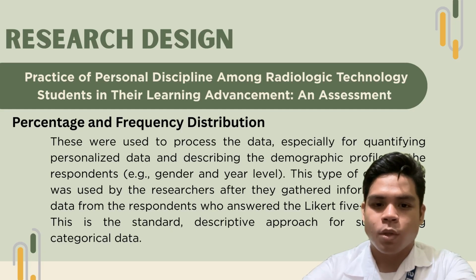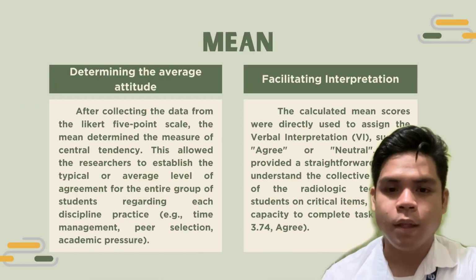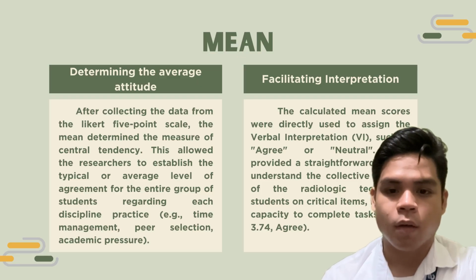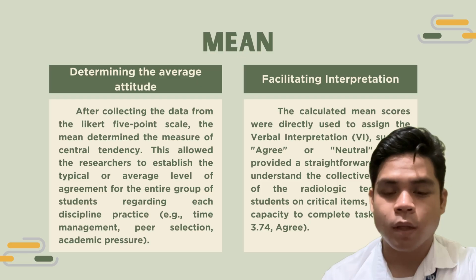So this type of distribution was used by the researchers after they have gathered information and data from the respondents who answered the Likert 5-point scale. This is the standard descriptive approach for summarizing categorical data. We have the determining the average attitude. After collecting the data from the Likert 5-point scale, the mean determined the measure of central tendency. This allowed the researchers to establish the typical or average level of agreement for the entire group of students regarding each discipline practice, as said in the key variables: time management, peer selection, and academic pressure.